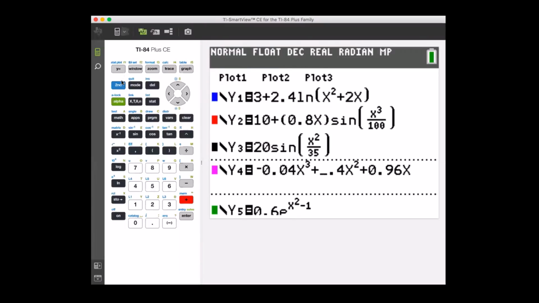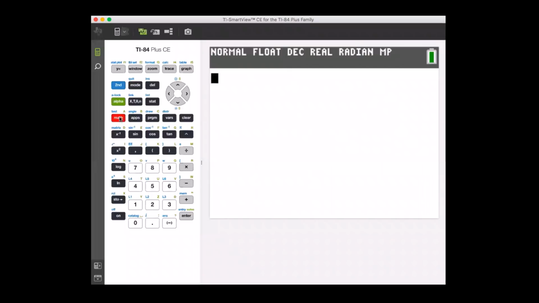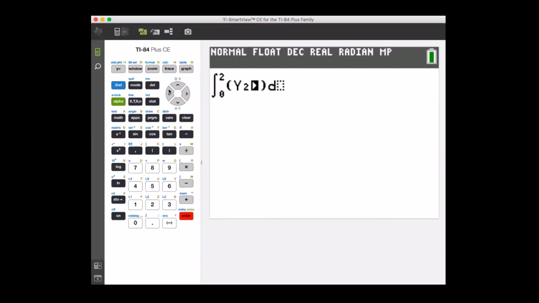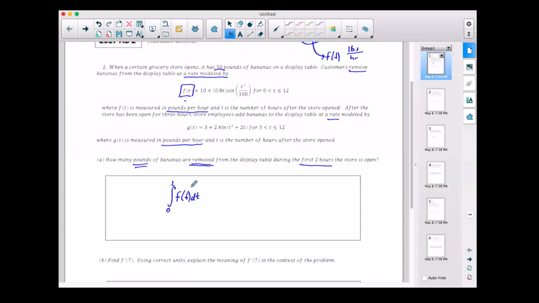And so to figure out the total amount that's been removed, we're going to hit math 9. We're going to integrate from 0 to 2. And then since I already have that equation stored, I don't have to type it in again. I can hit alpha and then trace. This F4 key is a nice shortcut to get my equations. And for my calculator, I'm going to do y2. That's where I have my rate out of dx. And my calculator comes up with a nice answer of 20.05117.